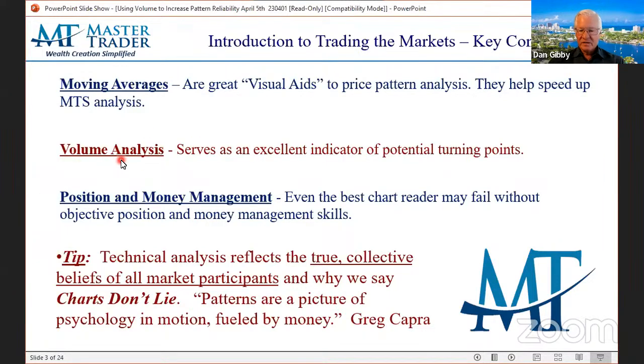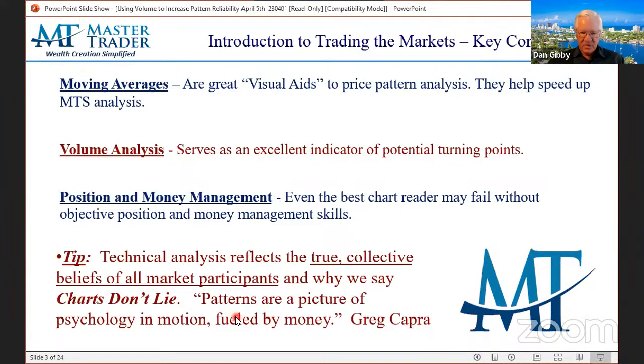Volume analysis. We say that the moving averages and volume are secondary. We will take a trade without these, but they're additives. It serves as an excellent indicator not only of potential turning points at extremes, highs and lows, igniting, ending, which we'll get into, of course, but it's also a good indicator of the trades working as intended, because, Greg, you came up with this term, committed volume. Let's jump down here to Greg's comment of why committed volume is important.